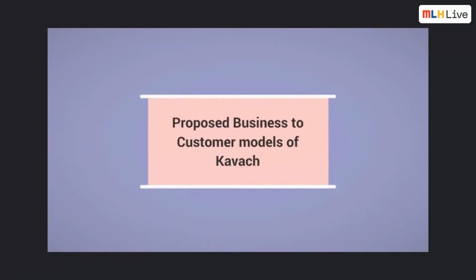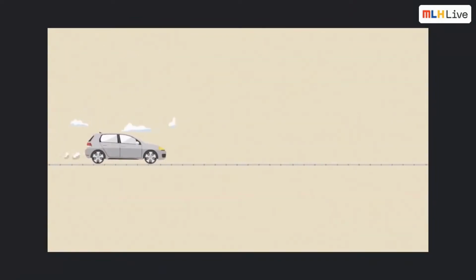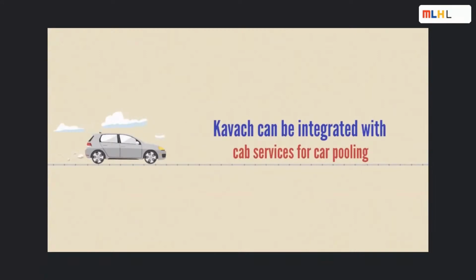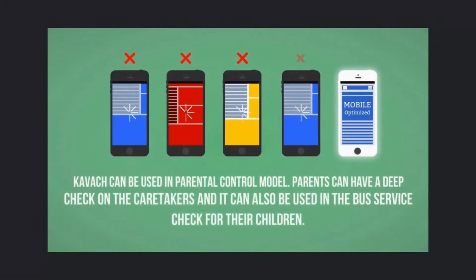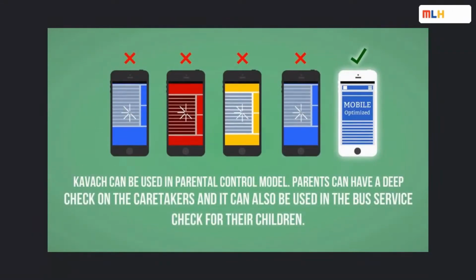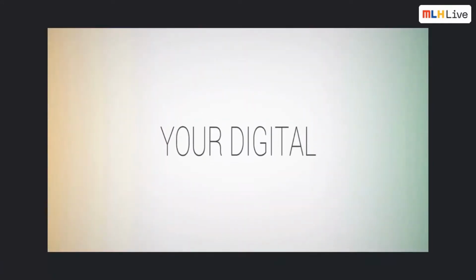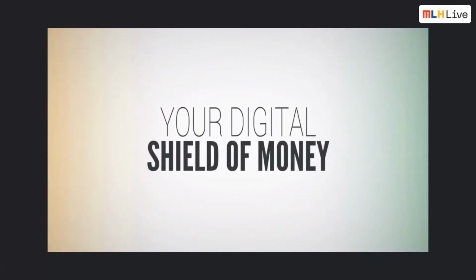Moving on to the business to customer model of Kavach, Kavach can be integrated with cab services for carpooling. Kavach can also be used in a parental control model to have a deep check on the caretakers of their children. So this is our Kavach, your digital shield of money.